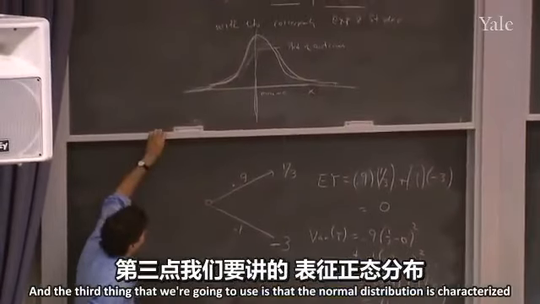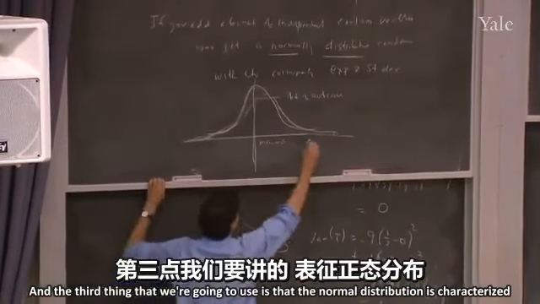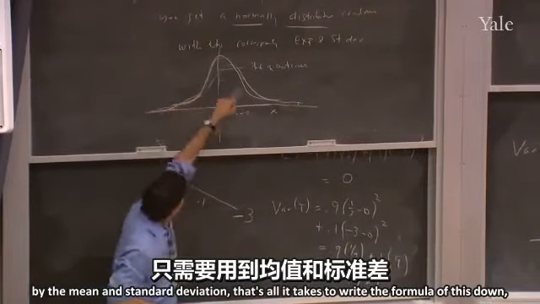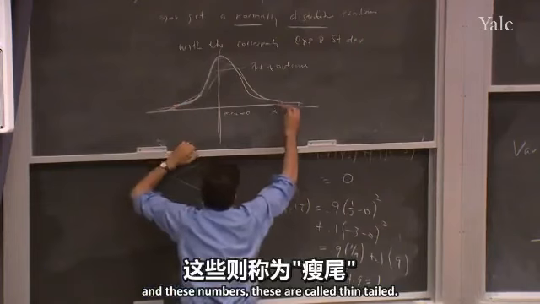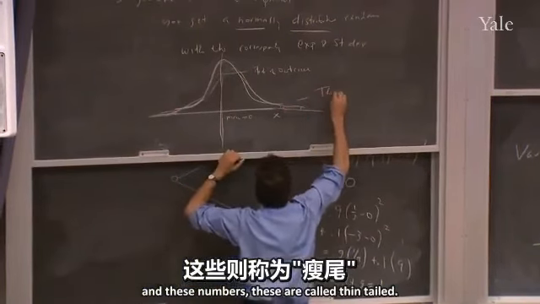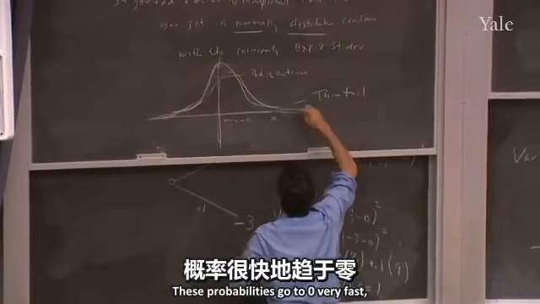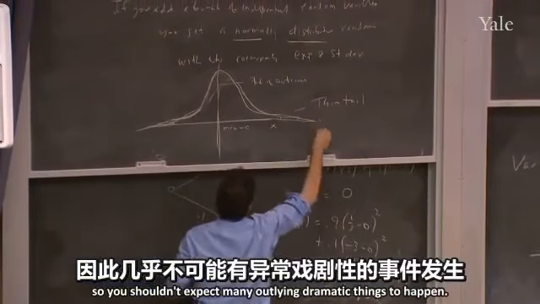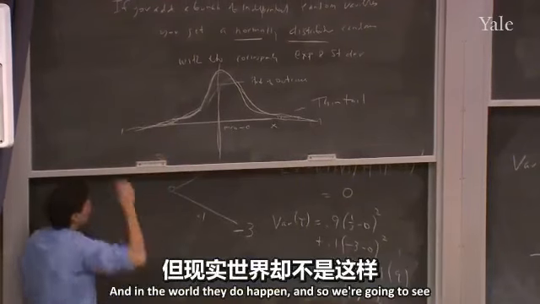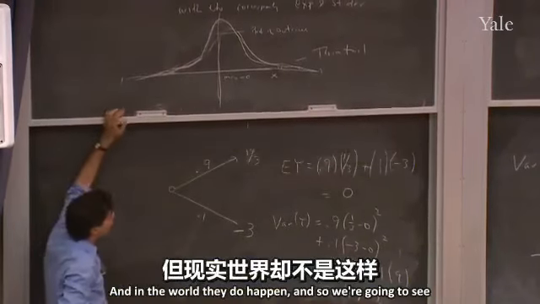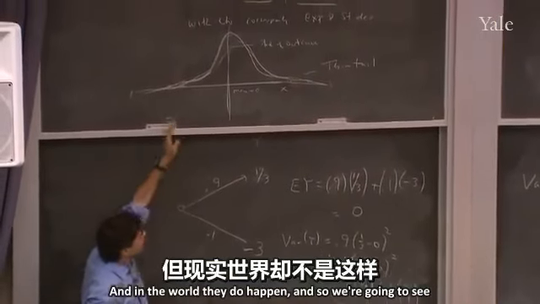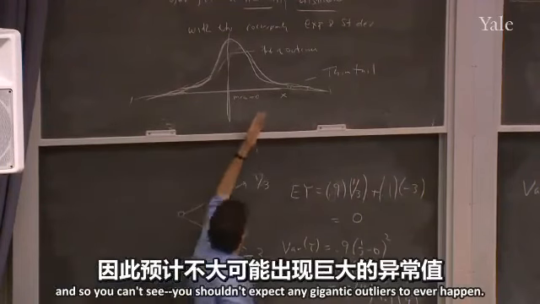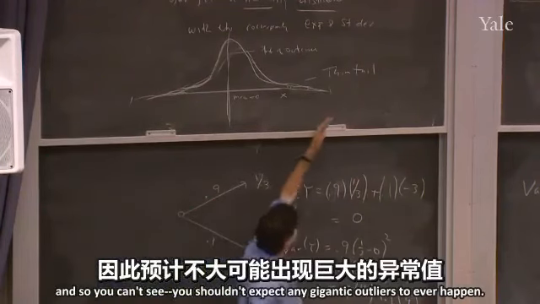And the third thing that we're going to use is that the normal distribution is characterized by the mean and standard deviation. That's all it takes to write the formula of this down. And these are called thin-tailed. These probabilities go to 0 very fast, so you shouldn't expect many outlying dramatic things to happen. Okay? And in the world, they do happen. We're going to see that much of classical economics is built on normally distributed things, so you shouldn't expect any gigantic outliers to ever happen.